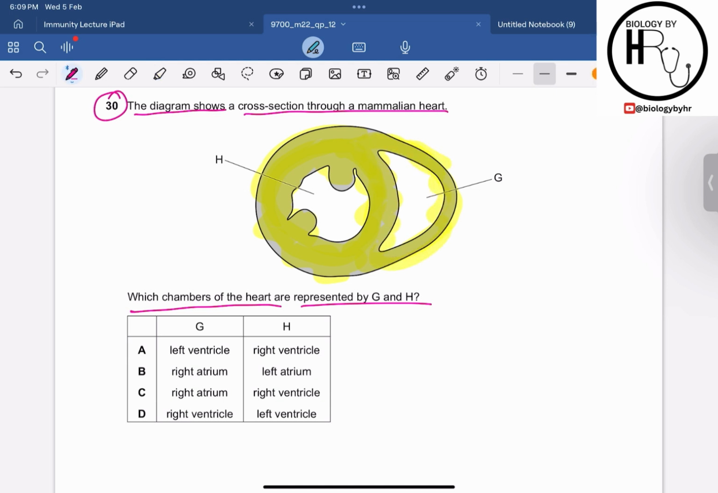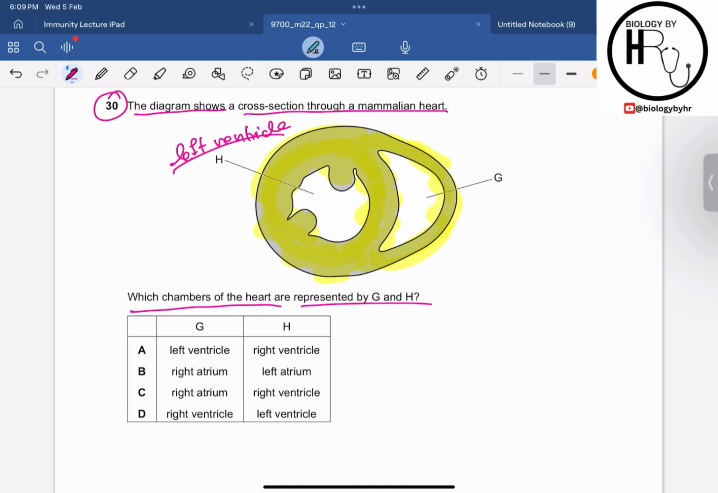So according to me, this would be the left ventricle, right? It would be the left ventricle because we know that the left ventricle pumps the blood at a high pressure, right?